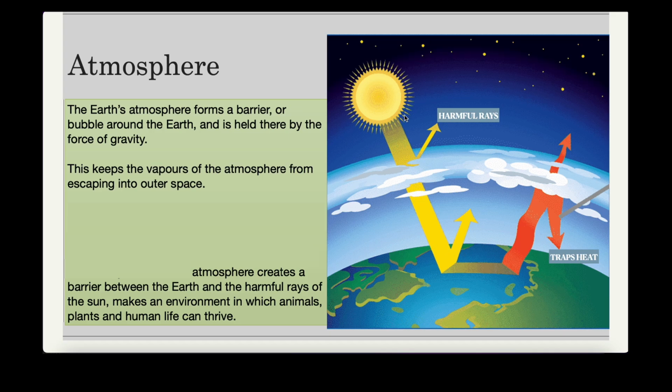So you can see what's happening here. The sun's rays are coming down to the earth, but before they enter the earth, the atmosphere reflects back the harmful rays. Most of the harmful rays get reflected back.